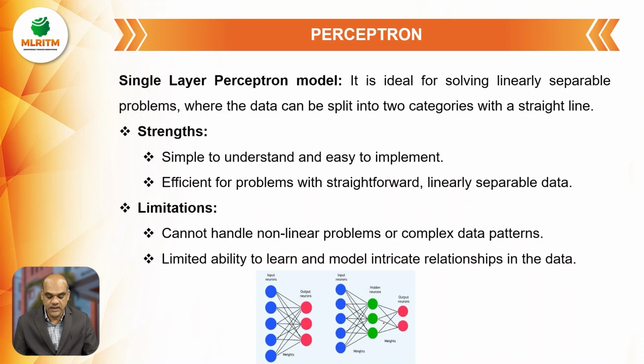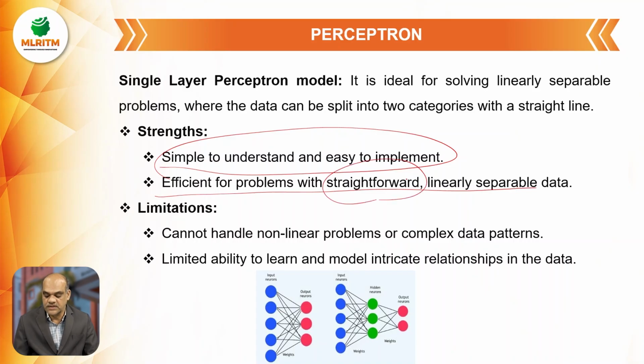The basic advantages are that these kinds of architectures are very simple to understand and we can easily implement them. We'll try to implement it with Python code. How to implement the single layer perceptron, we are also going to discuss now. It is efficient for straightforward problems as well as linearly separable data, that means where only two decisions are there, either true or false. In this case, we are going to apply it.